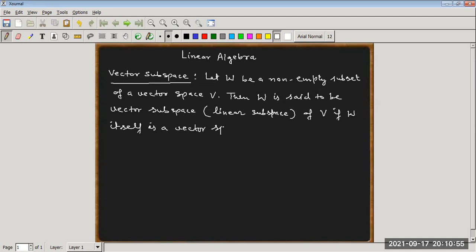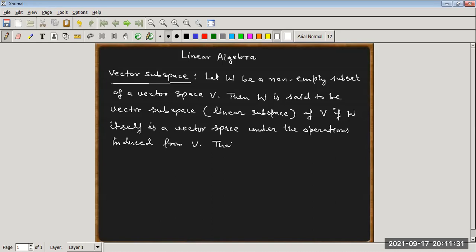W is a vector space under the operations induced from V. It means W is a vector subspace if it is a vector space under the same operations, addition and scalar multiplication, of V.